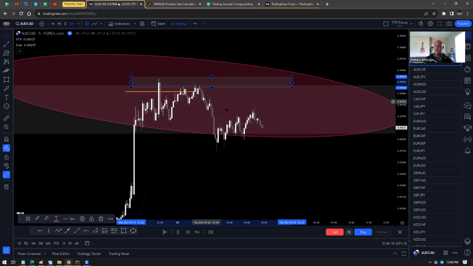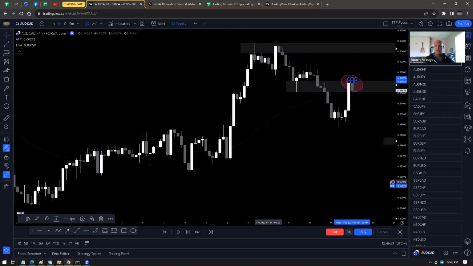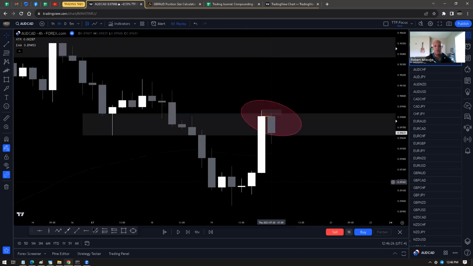So nothing actually happened in this candle here. And so the next opportunity that I would get would be this next 4-hour candle here. And so for this one, I would do the same thing. I'm looking for the close of this candle.